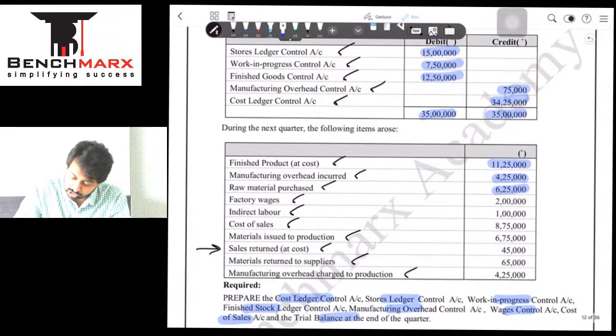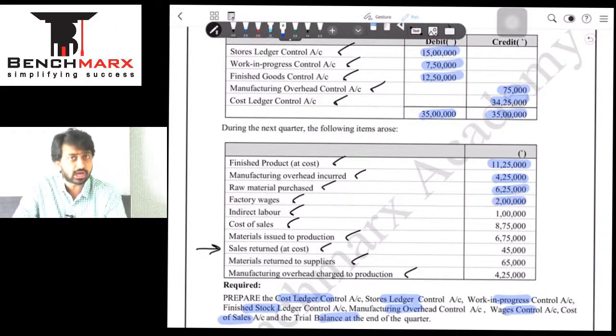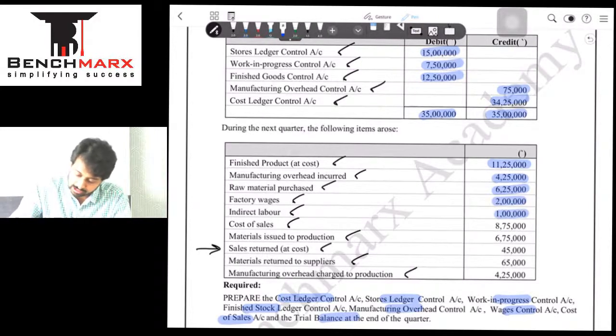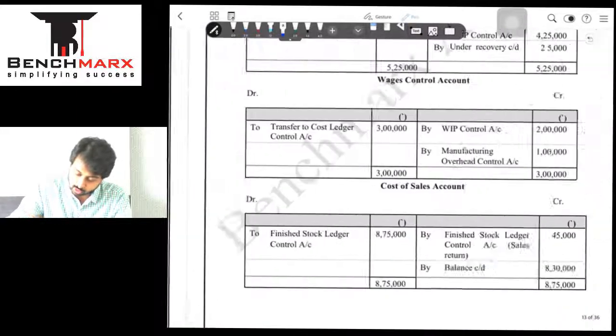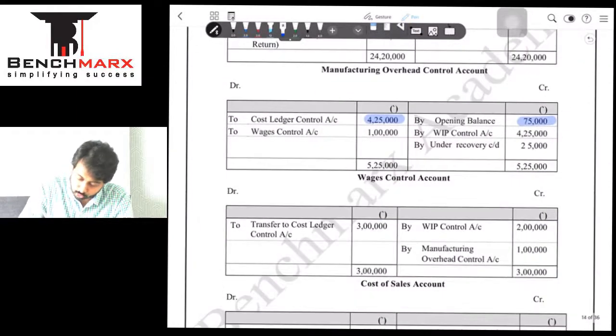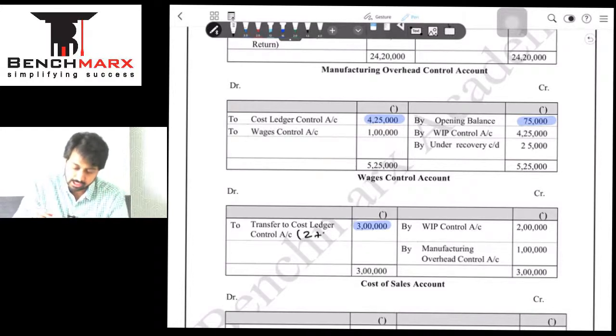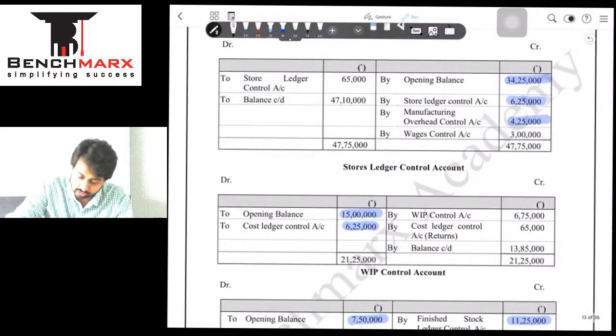Then we have factory wages 2 lakhs and indirect labor 1 lakh. Both are my wage content. Both will be transferred one by one to wages, or I can even club the two of them and write 3 lakhs. Let's see what the ICI has done. In the wage account they have clubbed both of them: 2 lakh plus 1 lakh. This becomes 3 lakhs, and then we have the GLA second effect as 3 lakhs.